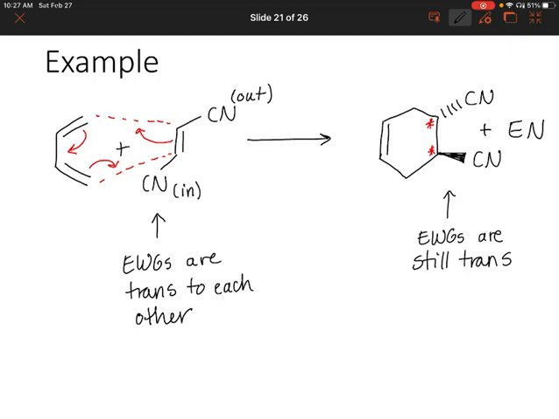Okay, so we're going to stop here today. In the next video, we're going to go over some more examples of what our products would look like given these different electron withdrawing groups and how they're positioned. But also the diene could have groups attached to it as well. So we're going to try to see what our product would look like depending on groups that are attached to either the diene or the dienophile.